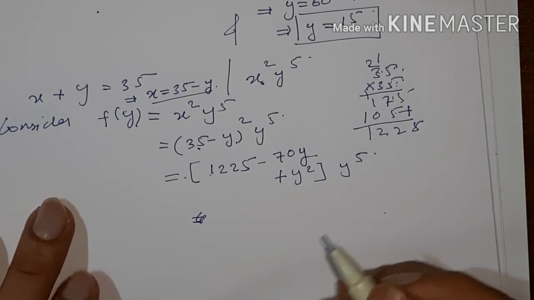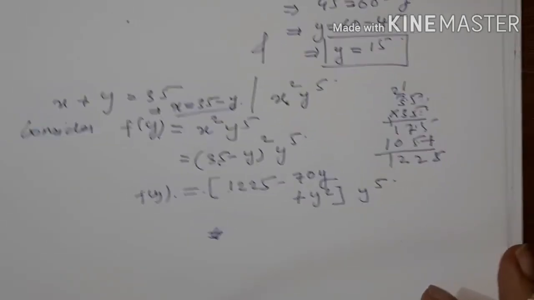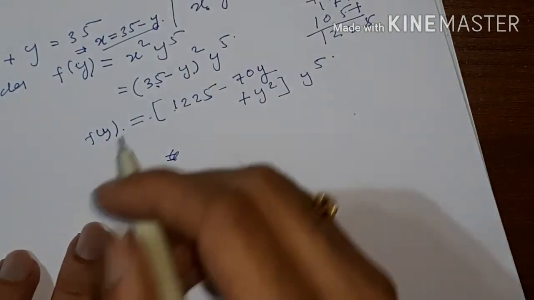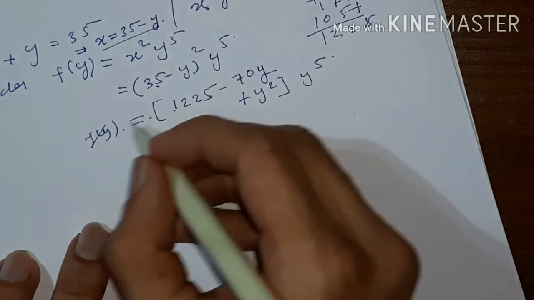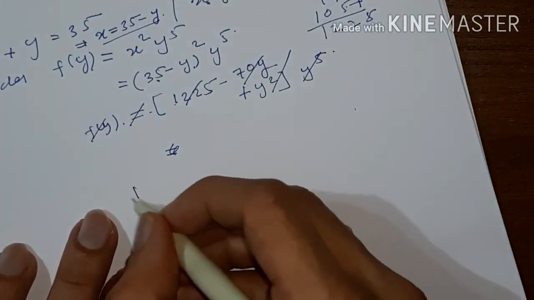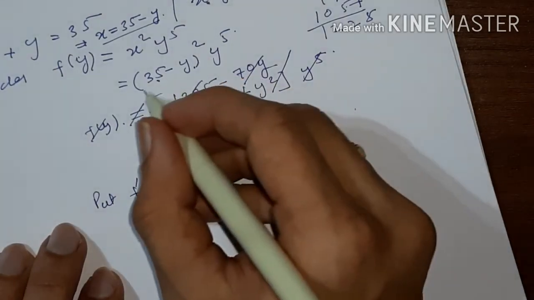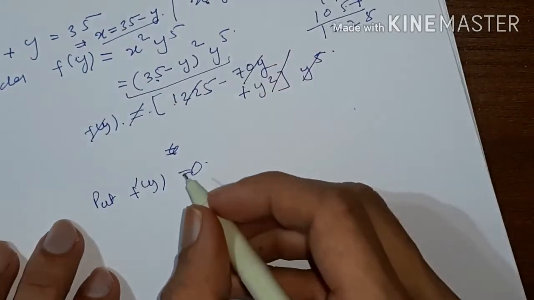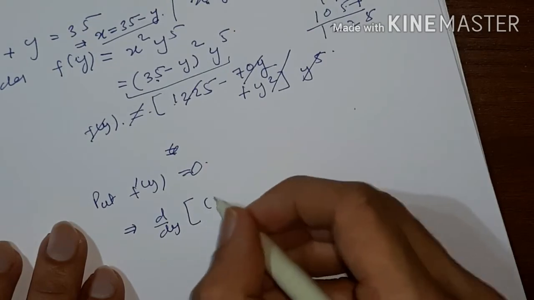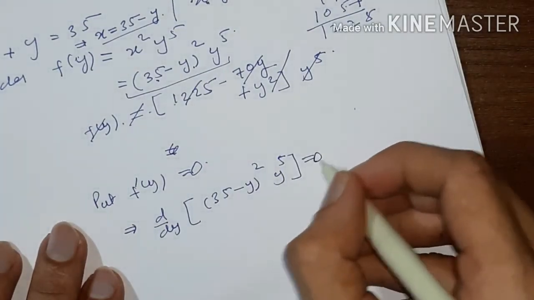Now this is f of y that you have. Now see, instead of calculating this, you don't expand this, just directly find the derivative with respect to y. So put f prime of y equal to 0. Directly find the derivative of this quantity, that will be easier. So that is nothing but the derivative of 35 minus y the whole square multiplied by y raised to 5.